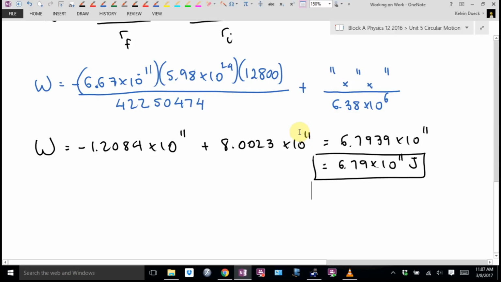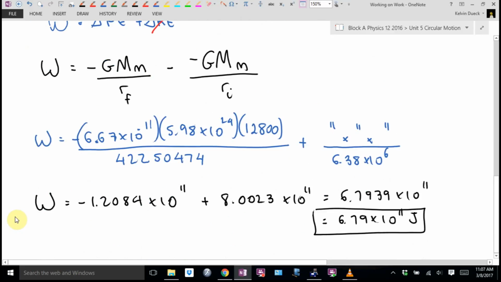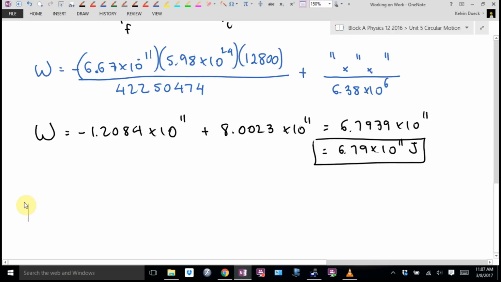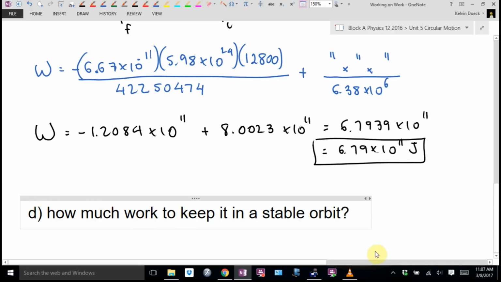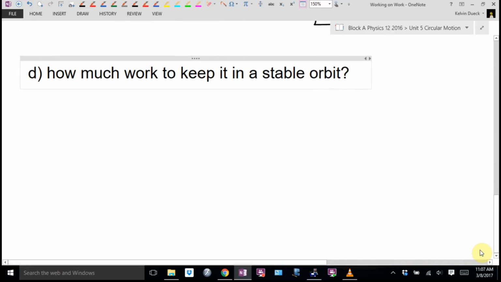Sadly, Riley, this is not enough because this is going to come crashing back down. So part C, we said just how much work to lift it to that radius. Part D, how much work to keep it in a stable orbit. Okay. What do we need to add to keep it in a stable orbit? We've already given it a bunch of potential energy to get it up there. What kind of energy do we need to add now?